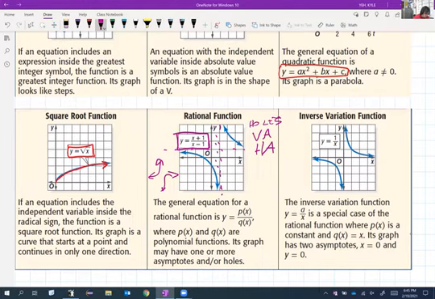Looking at the equation, it's a function. Rational means including a fraction, can be expressed as a fraction. So x plus 1 over x minus 1, that is a rational function.